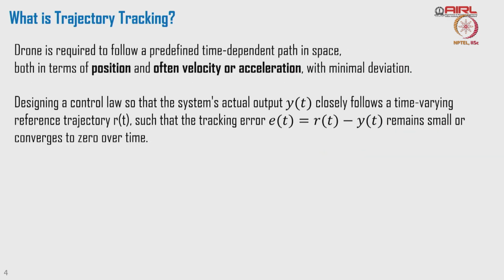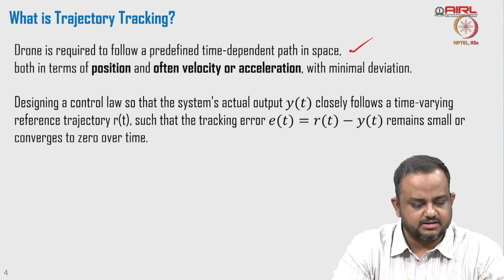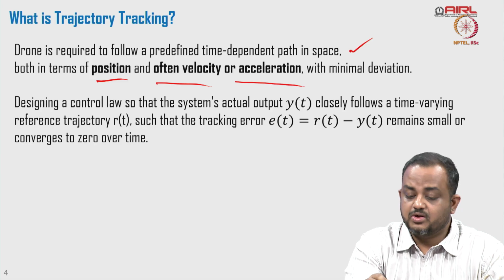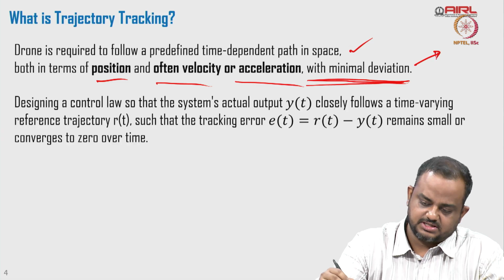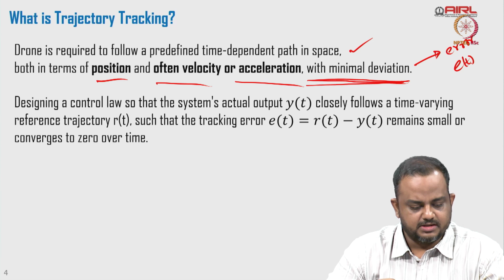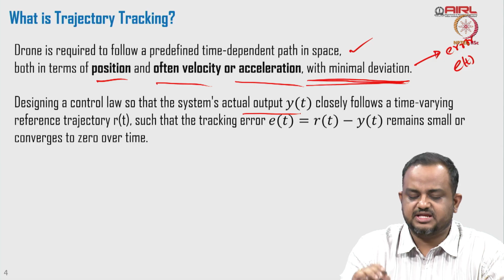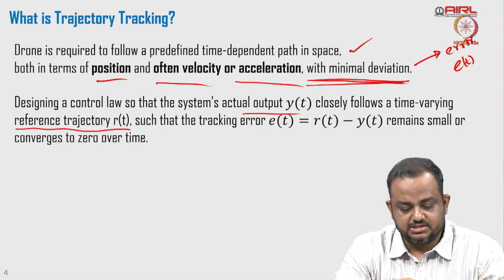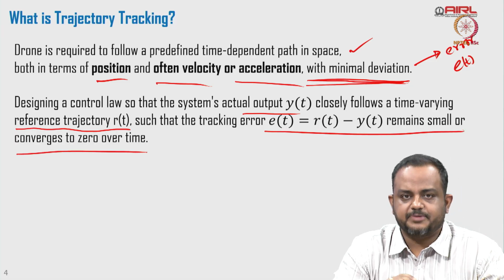Fine. So, the drone is required to follow a predefined time dependent path in space, both in terms of position or sometimes in velocity, acceleration, with minimum deviation. So, that is the most important term. The deviation represents the error. So, designing a control law so that the system's actual output y(t), that means the actual trajectory, closely follows a time varying reference trajectory r(t), such that the tracking error remains small or converges to 0 over time. Okay, that is our objective.